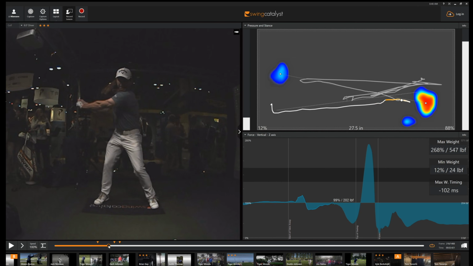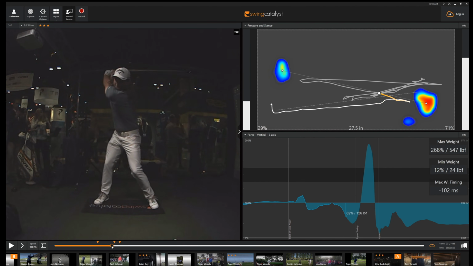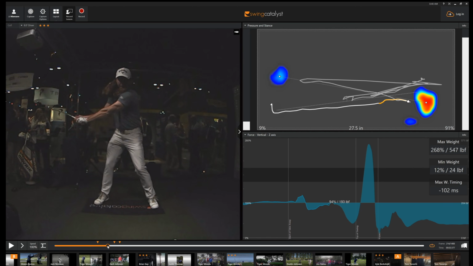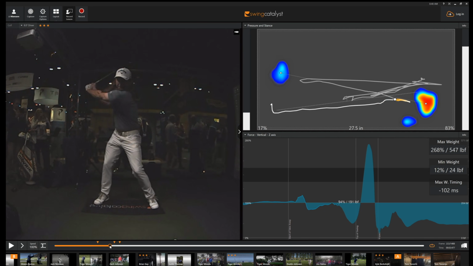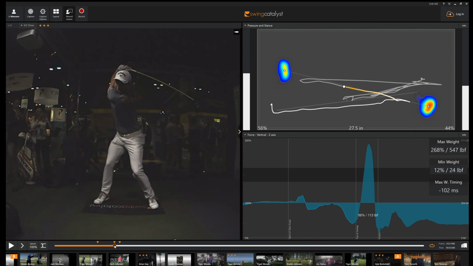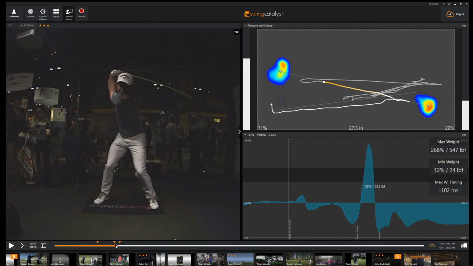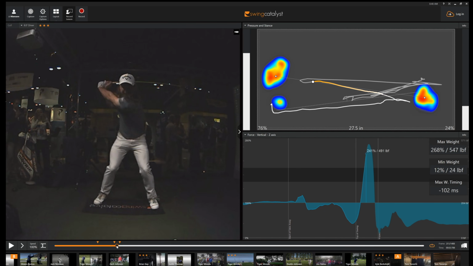And now he's already starting to shift his pressure back to the lead side. So look, we went from 92%, and as the club's still going back, we're building more pressure onto that lead side. And now if you look at it, look at the difference at the top of his swing. Before the club's already moving back, he's already almost completely planted on that left side. So there's pressure shift number 3. We went left foot start, right foot, back to the left foot.